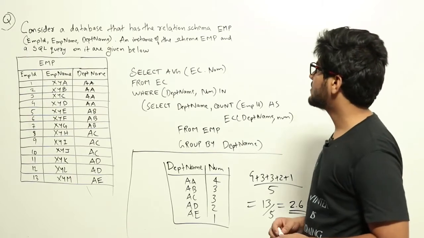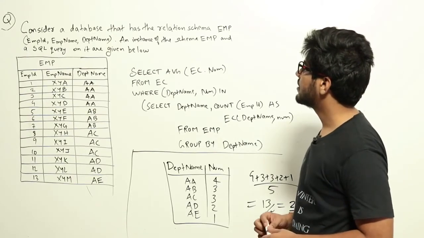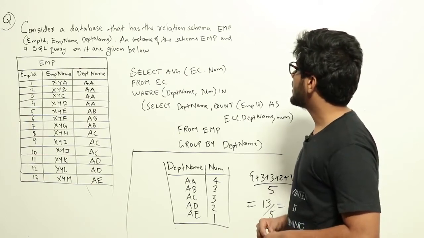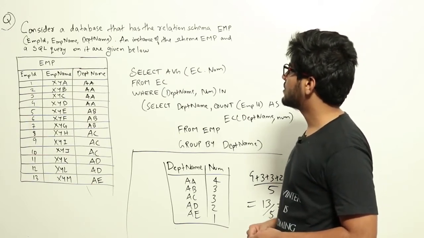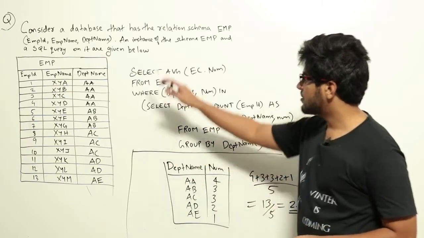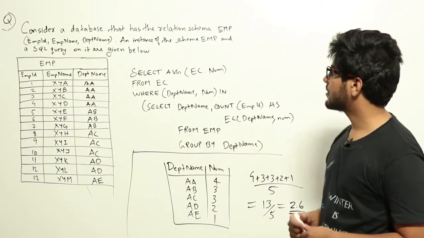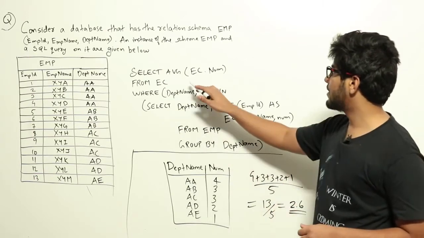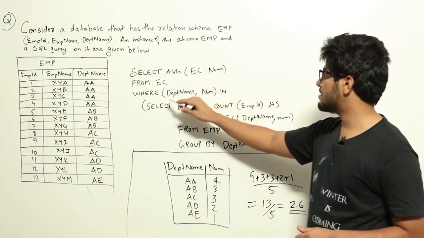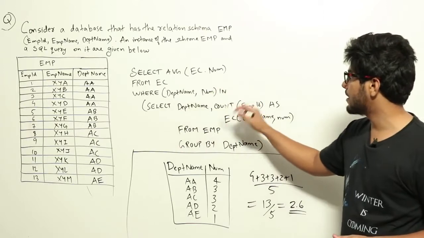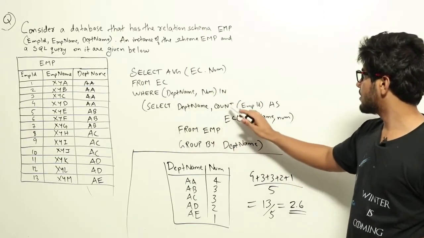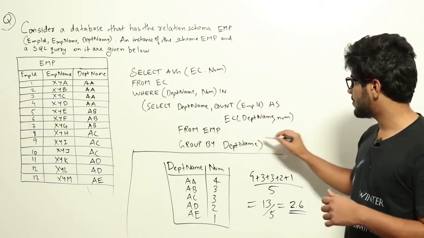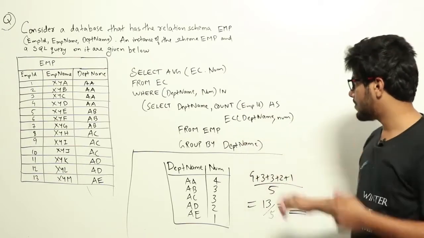Consider the database that has the relation schema EMP: employee ID, employee name, department name. An instance of the schema EMP and a SQL query on it are given below. This is the table EMP given here, and we have been given a query as well. Select average of EC.num from EC, where department name in, select department name, count of EMP ID as EC department name num from EMP group by department name.